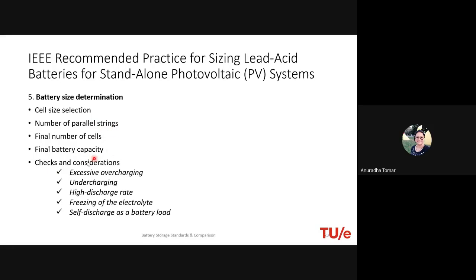And then there are checks and considerations. So we need to check, like under discharging conditions, high discharge rate, freezing of the electrolyte, and the self discharge of the battery load. So these are some parameters that we need to check before finalizing all the things.